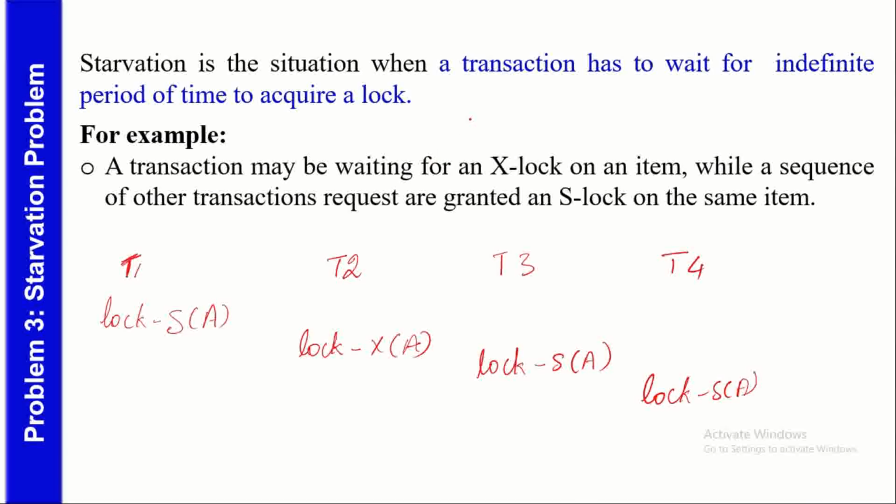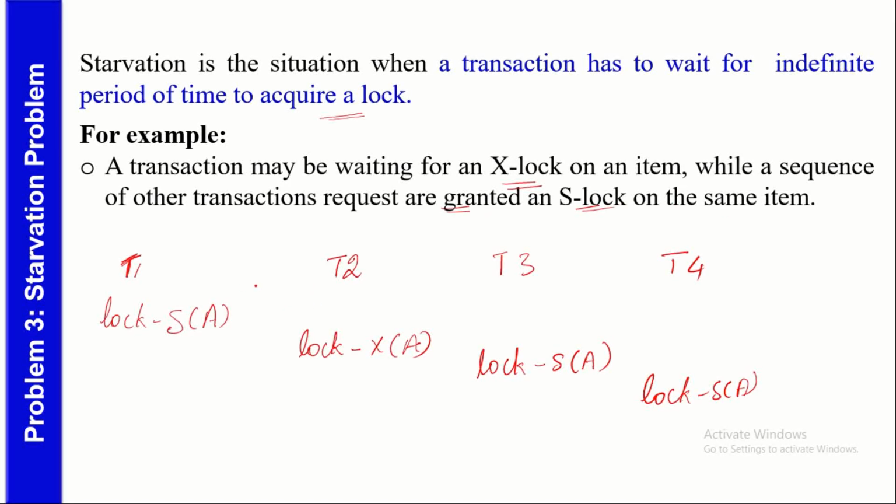Next problem that is caused in simple lock-based protocol is the starvation problem. Starvation is the situation when a transaction has to wait for an indefinite period of time to acquire a lock. For example, a transaction may be waiting for an exclusive lock on a data item while a sequence of other transaction requests are granted an S lock on the same data item.